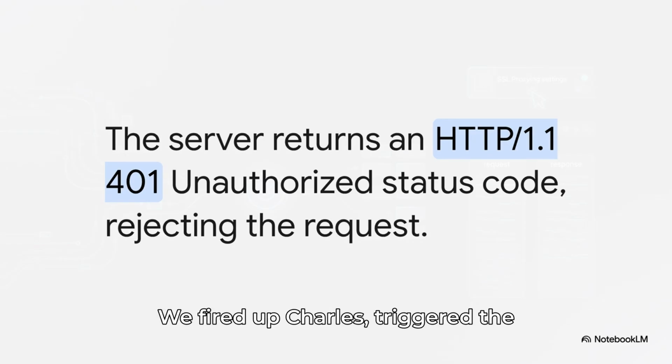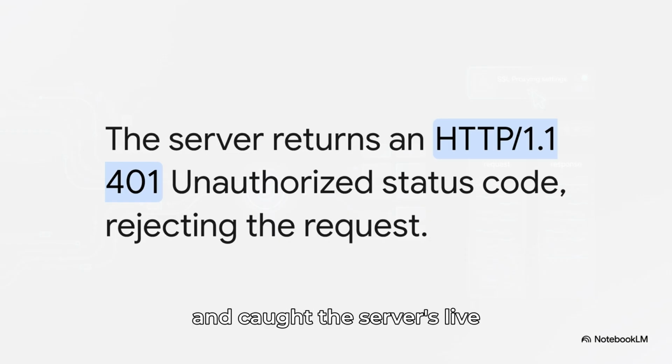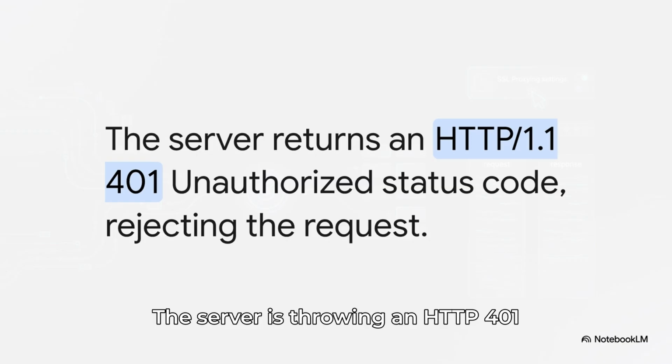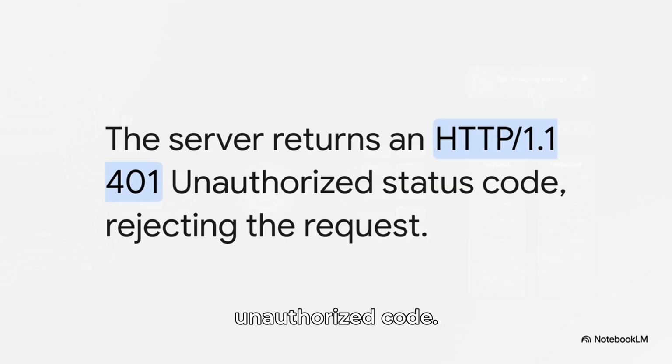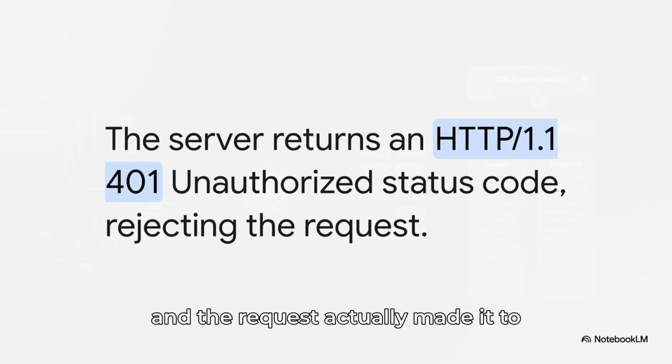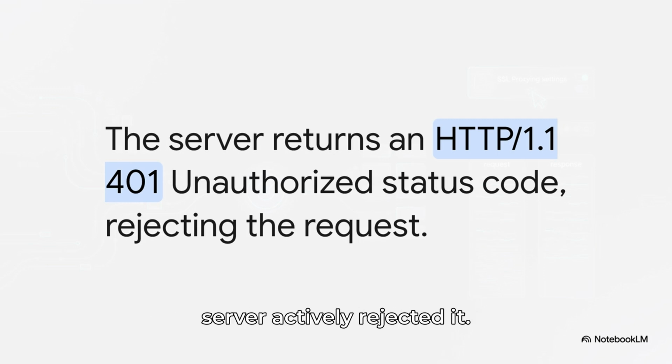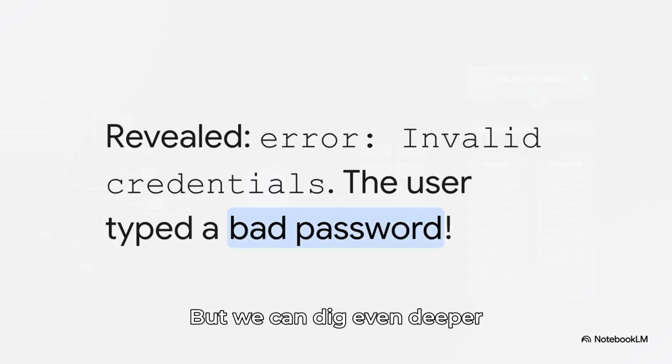We fired up Charles, triggered the login in the app, and caught the server's live response mid-flight. So the crucial point is right here on the status line. The server is throwing an HTTP 401 unauthorized code. Because of this, we know for a fact the network is totally fine and the request actually made it to the server, but the server actively rejected it. But we can dig even deeper than just the status code.